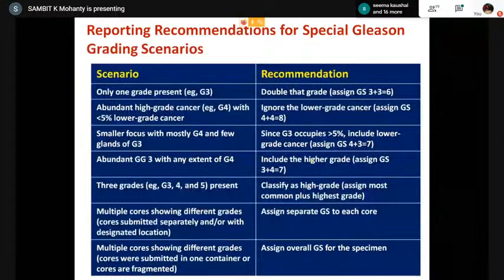Pratishtha is asking, does Gleason pattern 5 need to be incorporated in needle biopsy if less than 5%? Yes. If it is less than 5%, for pattern 3, you can ignore. Other than 3, pattern 4 and 5, whatever the percentage, even 2%, you have to mention in the biopsy. That's a great question. Brilliant.